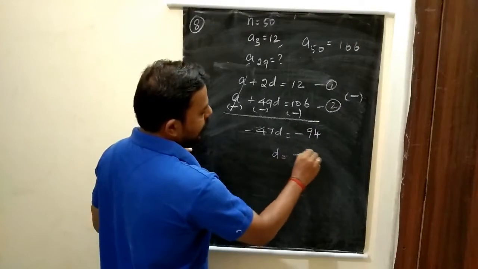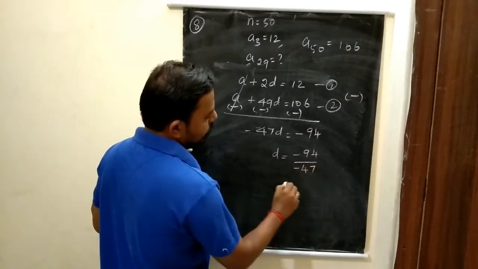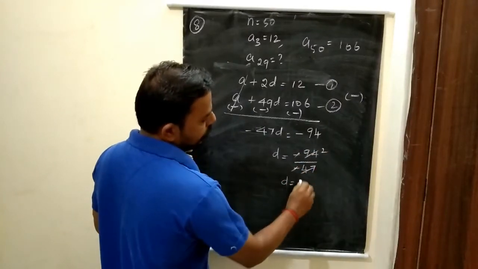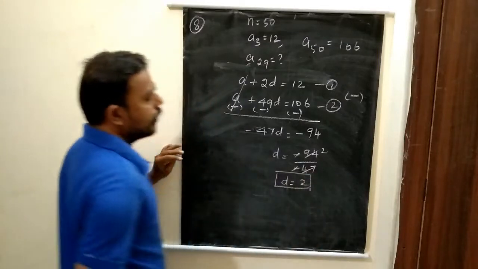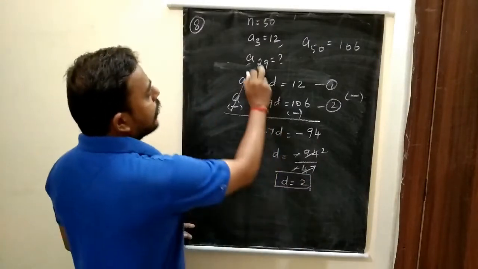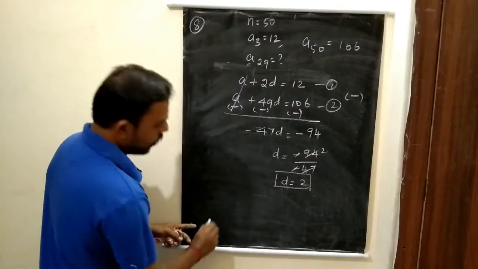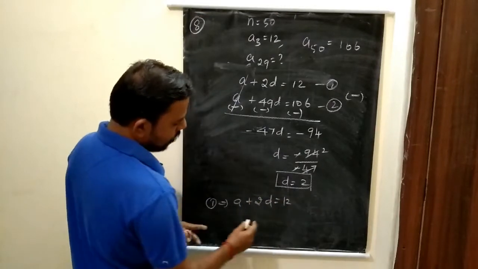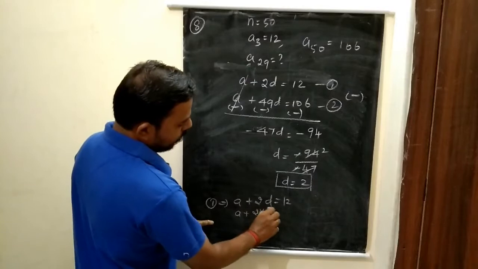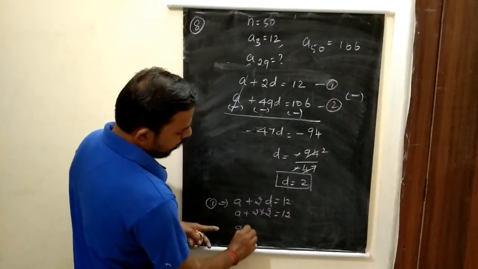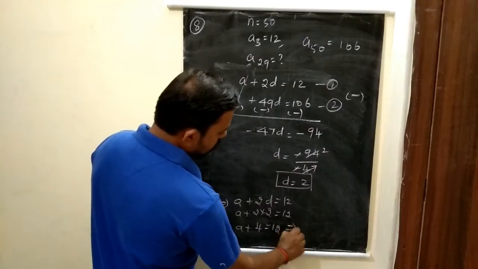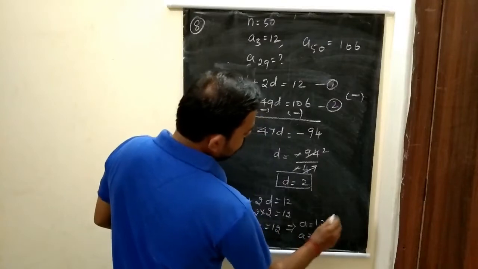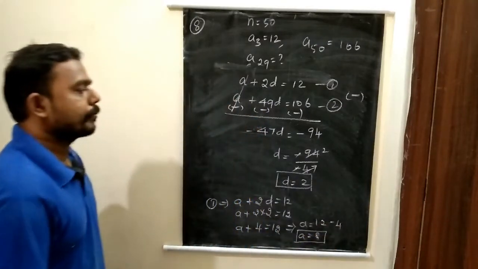Now d equals minus 94 divided by minus 47. Cancelling, 47 times 2 is 94, so d equals 2. Now we need A29, so for that we need a. The first equation implies a plus 2d equals 12. So a plus 2 into 2 equals 12, so a plus 4 equals 12. This implies a equals 12 minus 4, so a equals 8.